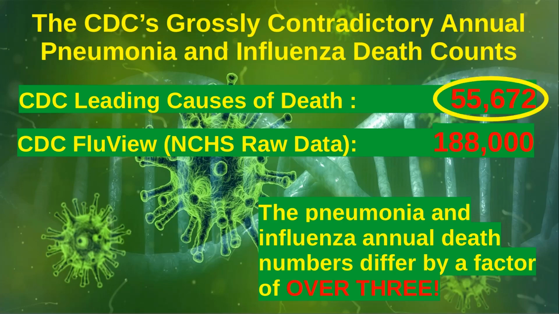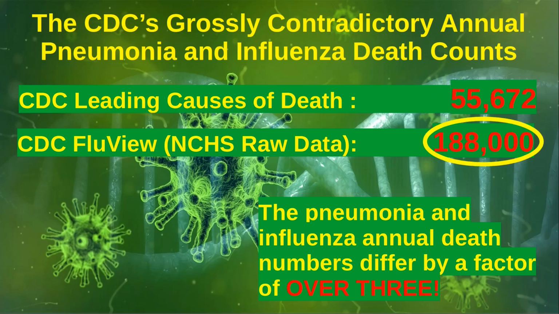The CDC Leading Causes of Death gives a precise count with no error bars of deaths from influenza and pneumonia, 55,672. Since there are no error bars, these would be interpreted as indicating that the cause of death can be precisely determined and tabulated. That's common scientific practice. It's also the way normal everyday citizens who are not scientists, engineers, or medical doctors interpret numbers like that.